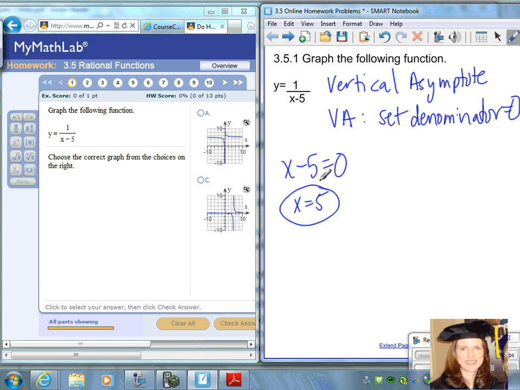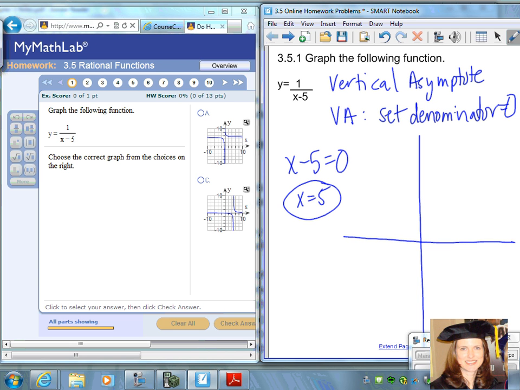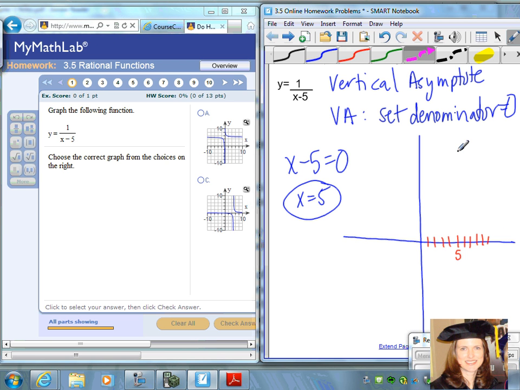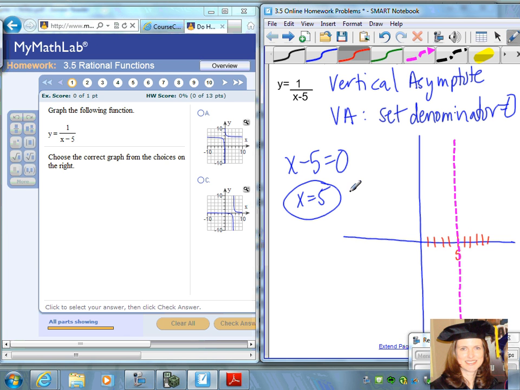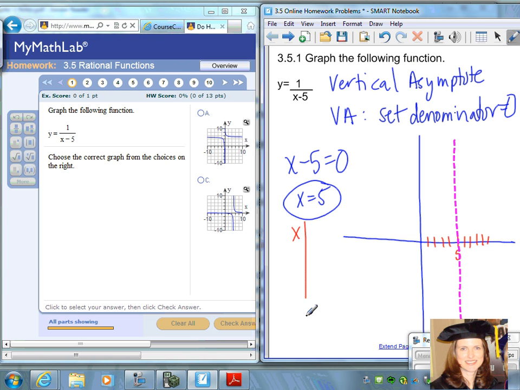That's a vertical asymptote. Now what you can do is graph a dotted vertical line at positive 5 on the x-axis. The graph should approach that dotted vertical line at x equals 5. It should get closer and closer to that line, but it shouldn't touch that line. So we can then make a table of values with x and y, and I would choose a couple points to the left and a couple points to the right.